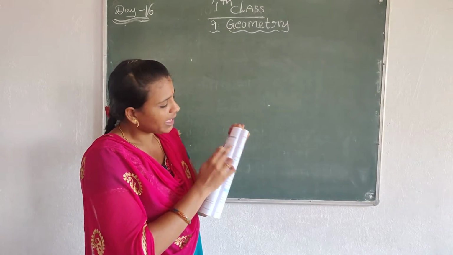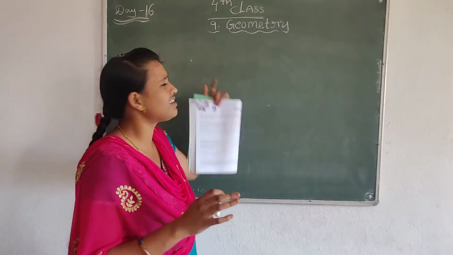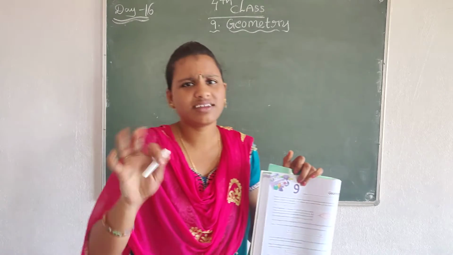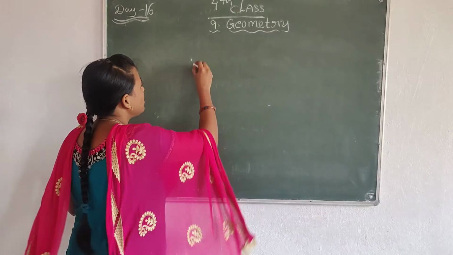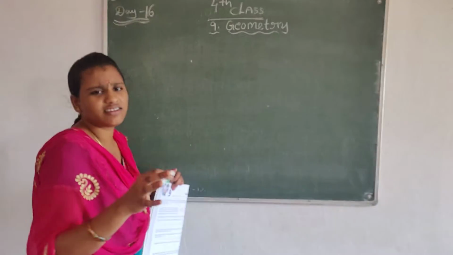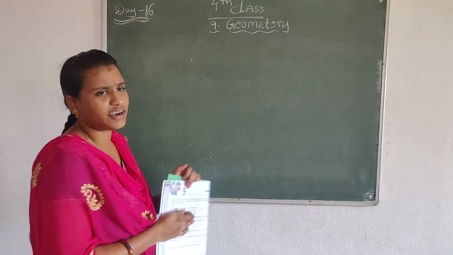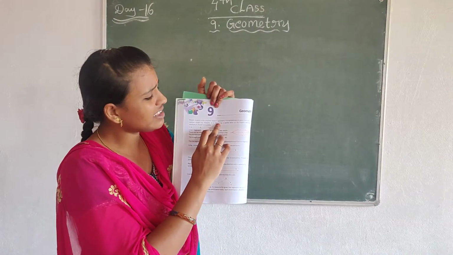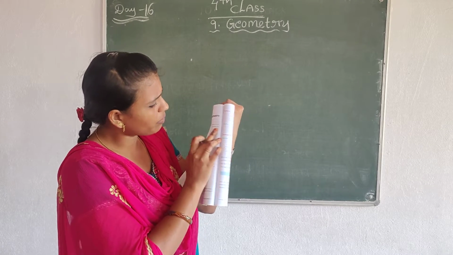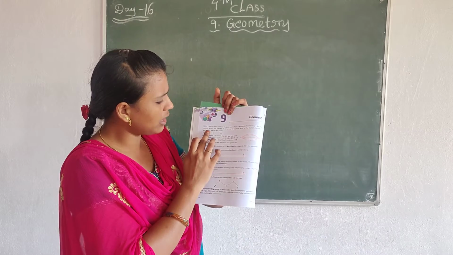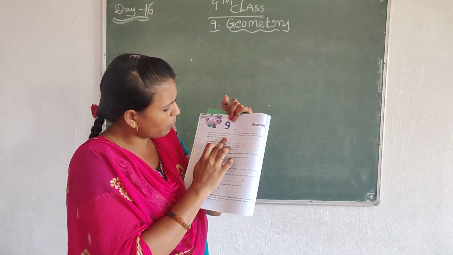It has neither length nor breadth. So it doesn't have what? It doesn't have length and breadth. It's just a dot. It is named by a capital letter of the English alphabet. For example, A, B and C are points.